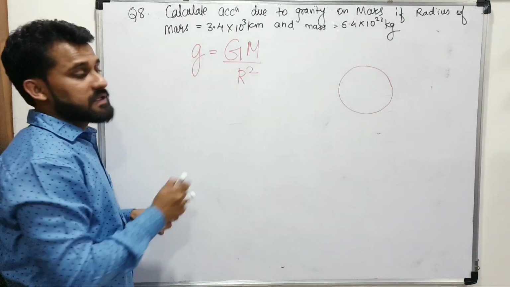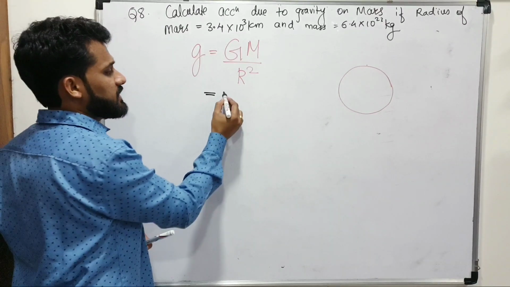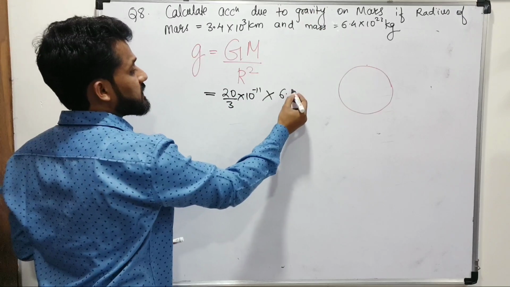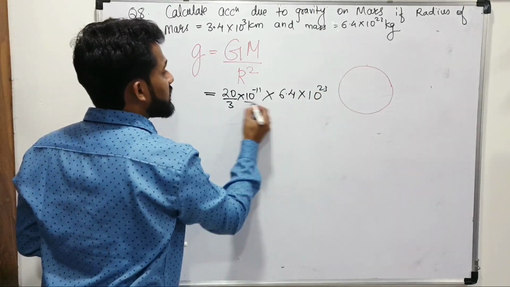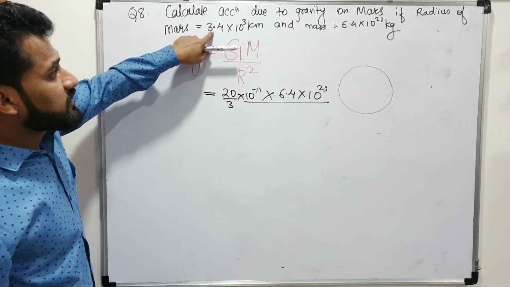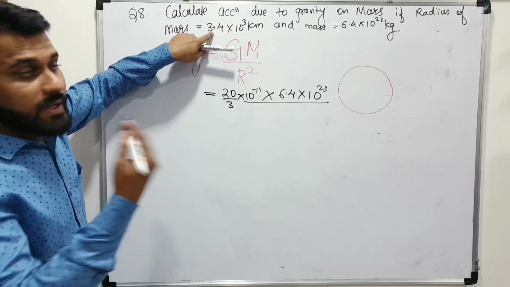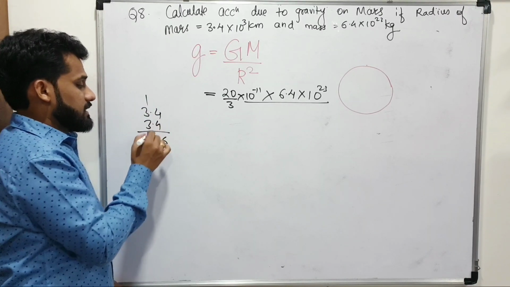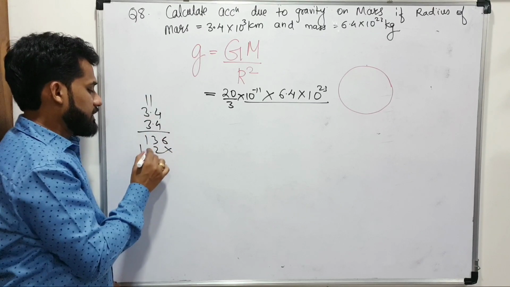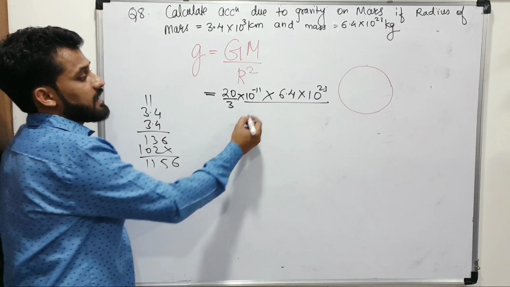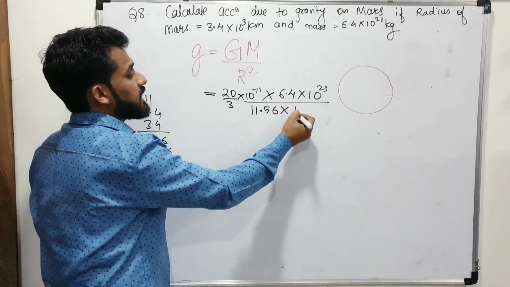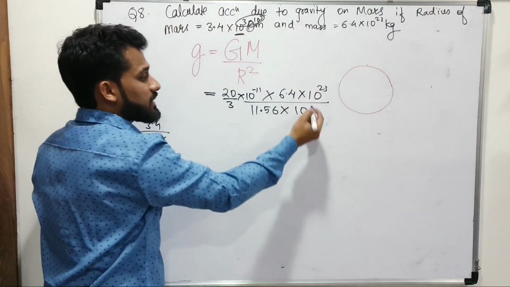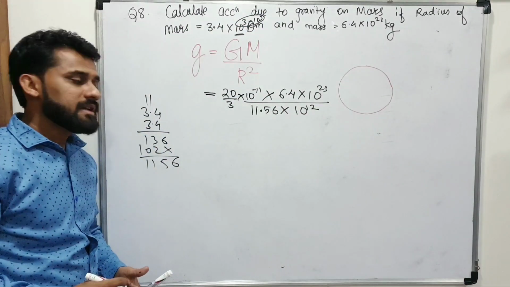The value of G, the universal gravitational constant, we take as 20 by 3 times 10 to the power minus 11, into the mass of Mars, which is 6.4 into 10 raised to 23, divided by the radius of Mars, which is 3.4, and you have to square it. 3.4 into 3.4 is 11.56, into 10 raised to 6, since kilo is 10 raised to 3, so its square is 10 raised to 12, right?